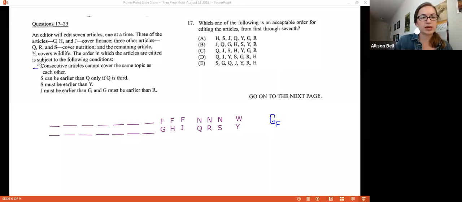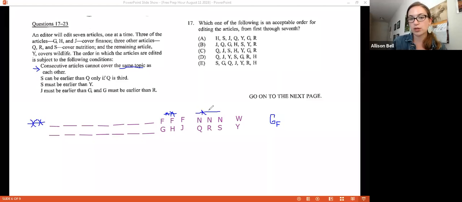Okay, so let's take a look at the rules. The first rule is a type of rule that comes up every few games or so in the LSAT, where they say these two cannot be next to each other. They can't be consecutive. What I usually use for that notation is just an X with a line through it. I'm going to put it right next to the top line because it's the same topic that can't be covered. So for example, I can't have F and F next to each other. I can't have N and N next to each other.